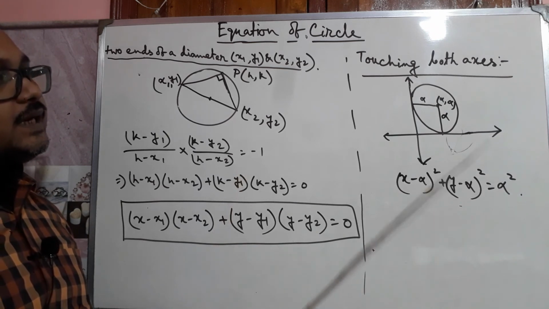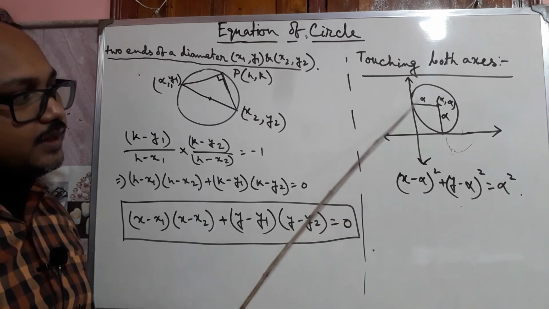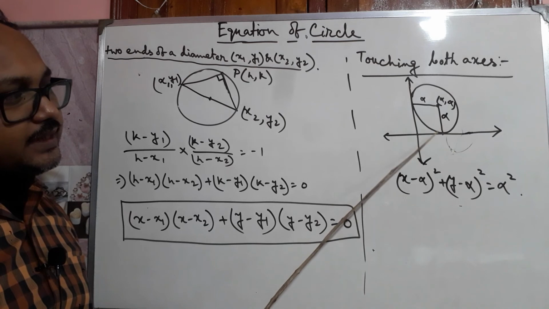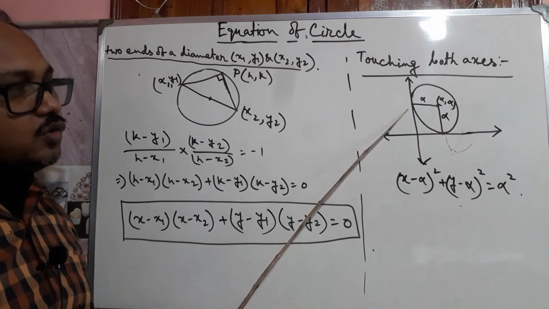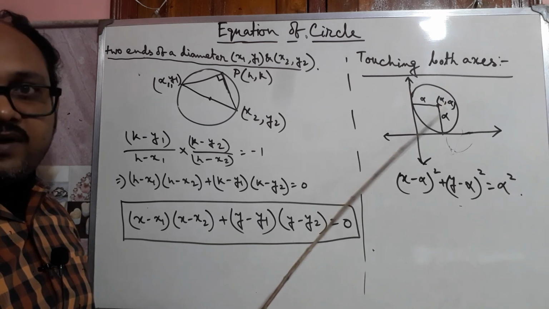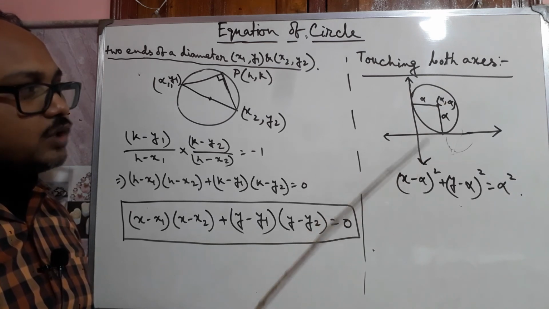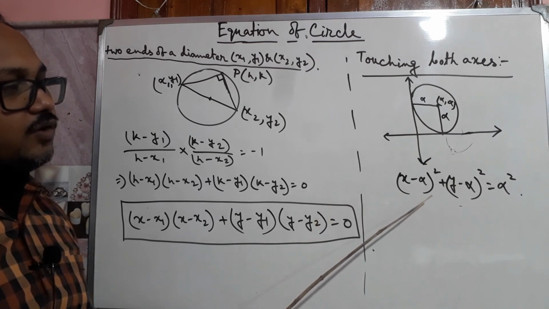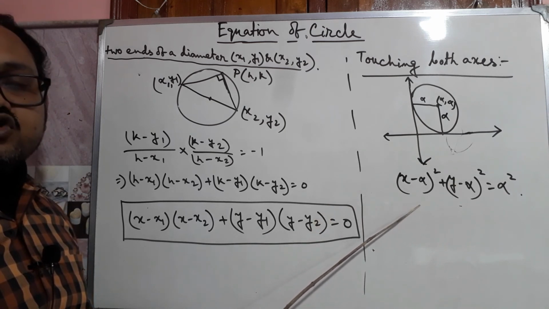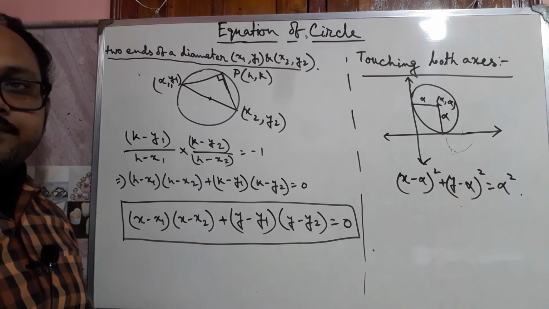Now, if a circle touches both the two axes, that is it touches the x axis as well as the y axis, then the coordinate of the center will be (alpha, alpha) and the radius is also alpha. So, ultimately the equation of the circle will be (x minus alpha) whole square plus (y minus alpha) whole square is equal to alpha square.